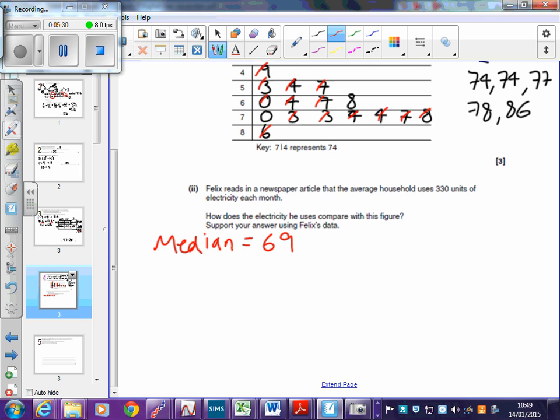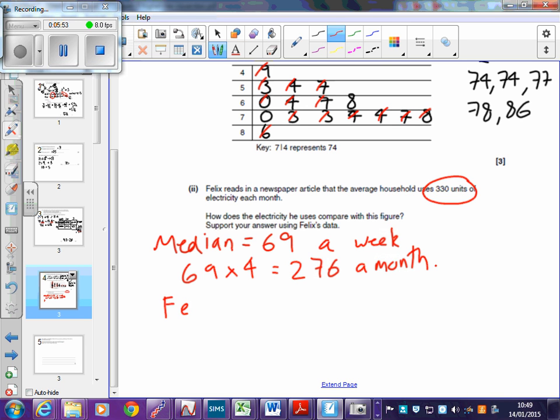Remember, that's his weekly median. So 69 a week. To look at a month, you can just times that by 4. So 69 times by 4. Well, 70 times by 4 is 280, so knock off 4 and that gives you 276 a month. And so you can compare that to the 330 units that was in the newspaper article and say Felix uses less electricity on average. It's important that you show those sums because that's where you're going to get the marks from.